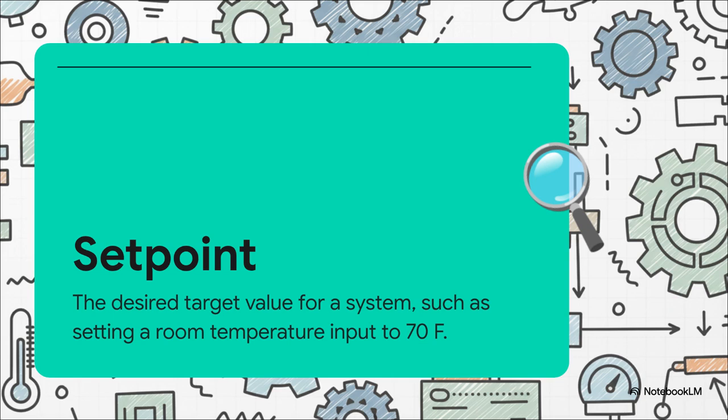Meanwhile, the room's actual current temperature is what we call the measured quantity. So if the room is sitting at 65 degrees, the controller looks at the 65, looks at the 70, and calculates the difference. That difference is the error signal. And a controller's entire purpose in life is just to drive that error straight to zero.